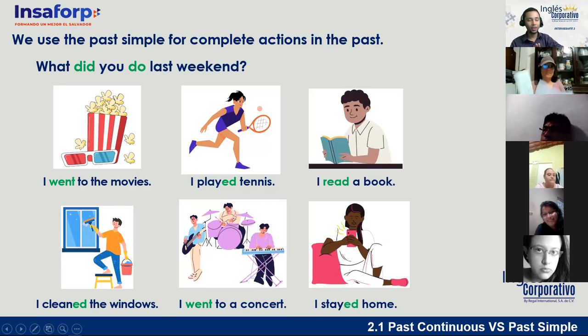Todas estas actividades comenzaron y terminaron. Por ejemplo, Estela dijo que vio películas todo el sábado. Comenzó la película y la terminó. Y así se echó a la maratón, ¿verdad? So, she watched movies. She watched a lot of movies, okay? 5, 6, 7 movies, I don't know. But she finished, okay? So she began and she finished. Those are complete actions in the past.